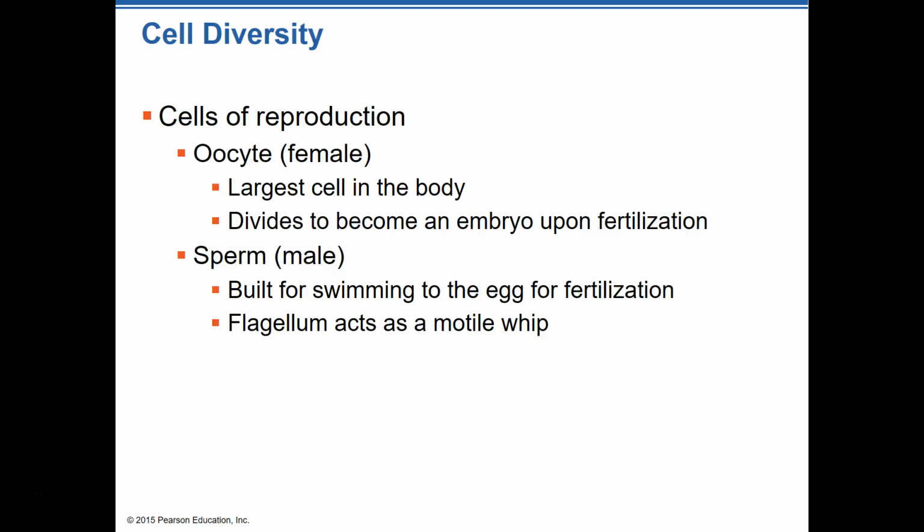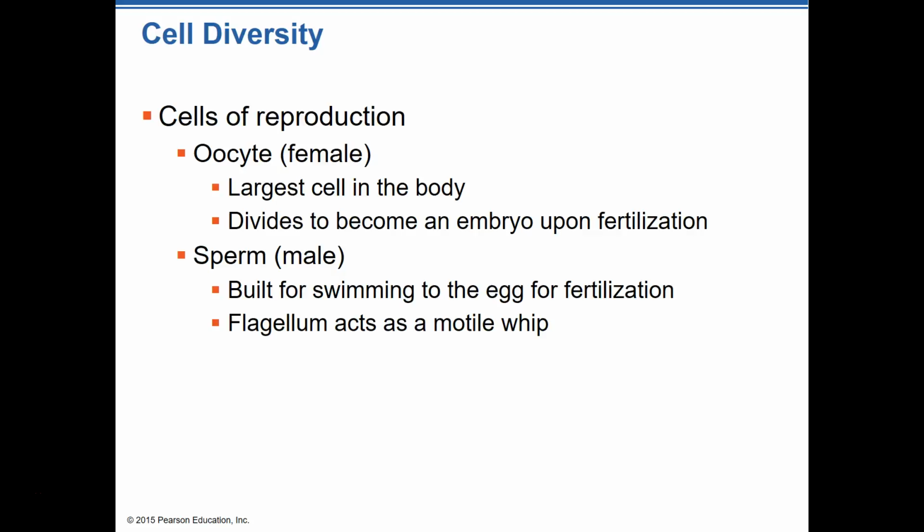And of course, reproductive cells, oocytes for females and sperm for males. Oocyte is the largest cell in the body. Interesting, isn't it? Wouldn't have thought that, but it is. And of course, it divides to become an embryo.